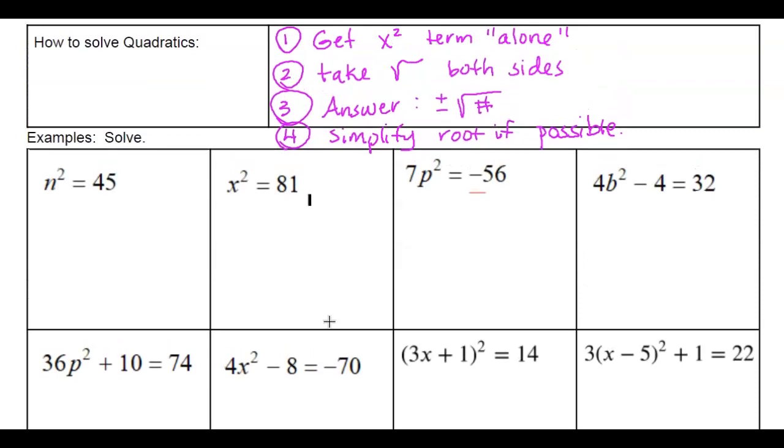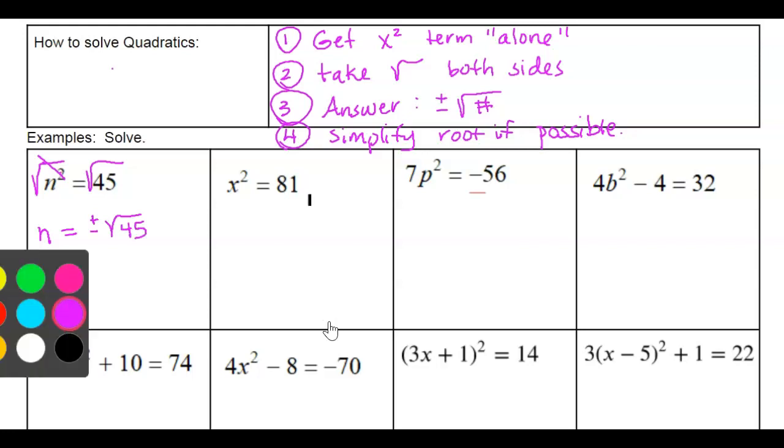The only directions are going to say solve, and notice I try to change the letters up because the letter isn't really important. It's still a variable. So on my first example, you've got n squared. I want to get the x squared term alone, and there's no numbers by the n squared. So step 1 is done. Now the inverse operation of squared is square root. That's why we do it. Square root and squared actually cancel each other out. So on the left side, you just get n, and because I took a square root, I get plus and minus root 45. Now, we need to try to simplify that.